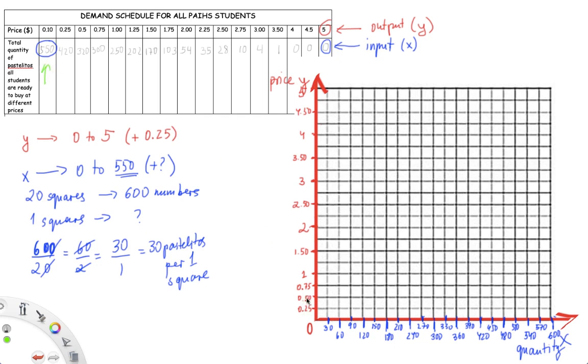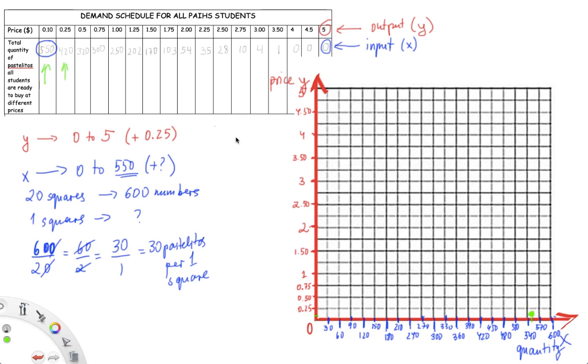So at 10 cents we have 550 pastelitos. So 550 is our first input. Let's find it over here. That's 570, that's 540. So 550 is somewhere here, right? And 10 cents is somewhere here. So we're going to go up 10 cents and to the right 5 by 550. So this is sort of where the first data point will lie.